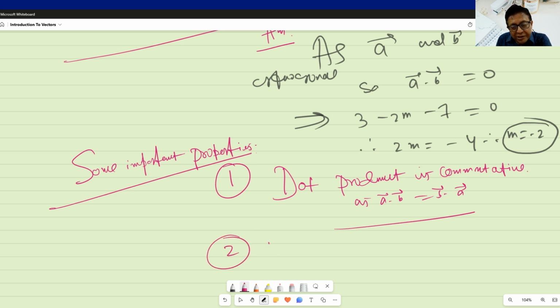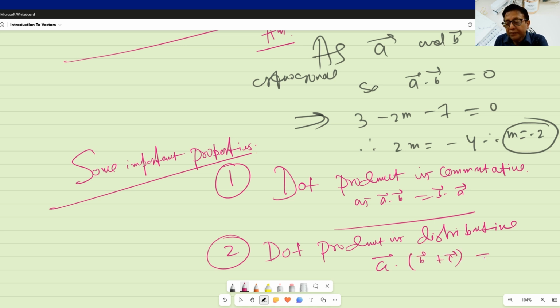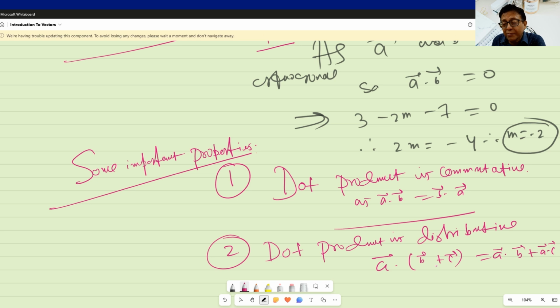Dot product is distributive. That is, A dot (B plus C) equals A dot B plus A dot C. True for minus also. If there is minus, you put simply minus.